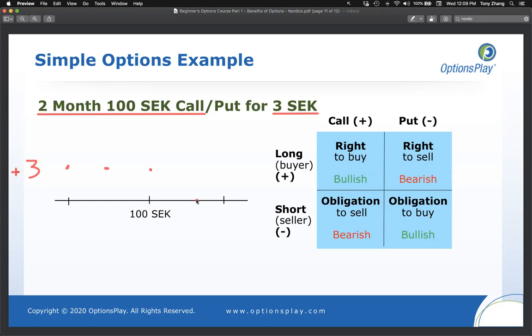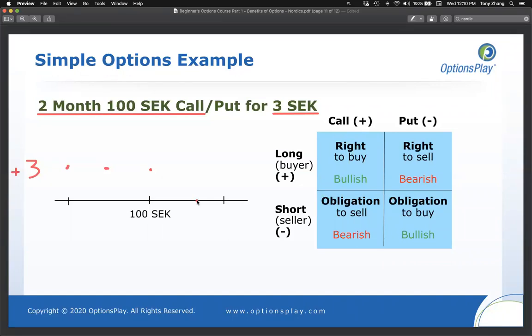So what happens if the stock rallies to 103? Guess what? Yes, as a call seller, I've lost money, because now I have the obligation to sell a 103 crown stock to someone else for just 100 crowns. So I have to go on the open market, pay 103, and then immediately give it to someone else for 100. I lose 3 crowns on that transaction, but I got paid 3 crowns initially.